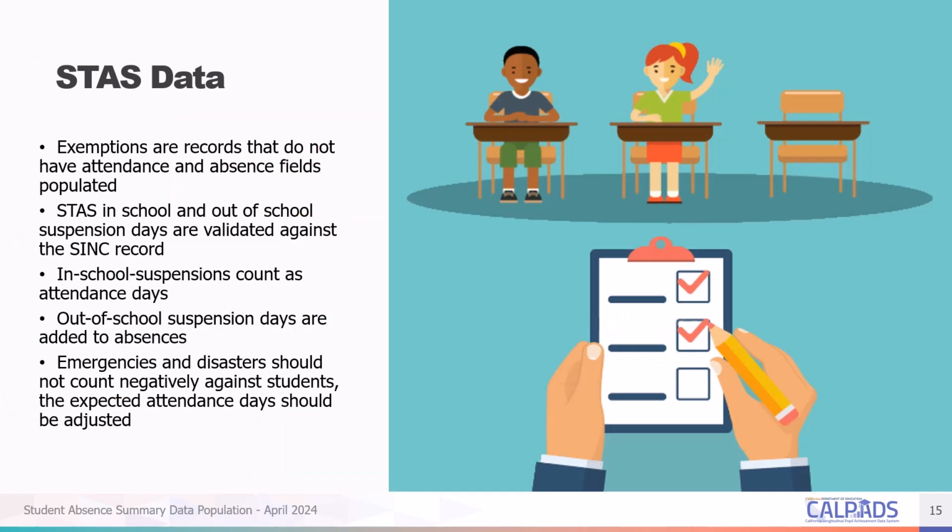Let's now cover some general information about the Student Absence Summary record. Exemptions are records that do not have attendance and absence fields populated. Student Absence Summary in-school and out-of-school suspension days are validated against the student incident record. In-school suspensions count as attendance days. Out-of-school suspensions are counted as absences. Emergencies and disasters should not count negatively against a student, as the expected days should be adjusted.